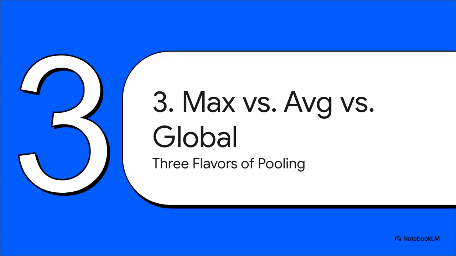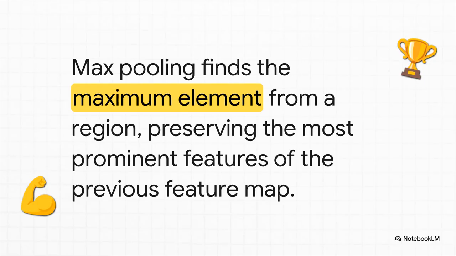Now, this is where it gets really interesting. Summarizing isn't just one thing. There are different ways to do it, and the method you choose really matters. Let's look at the three main flavors of pooling. First up, we've got max pooling. This one is probably the most popular of the bunch.